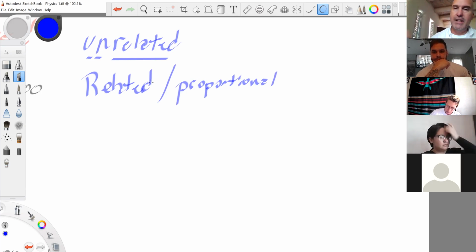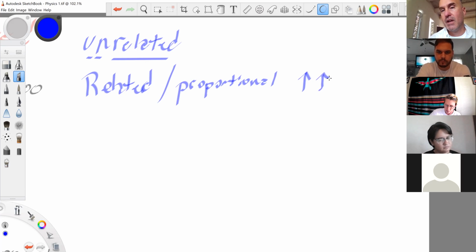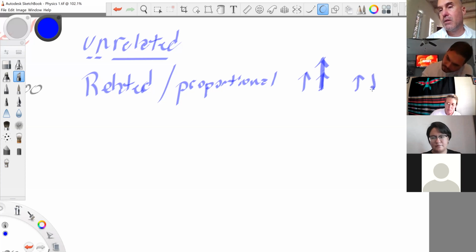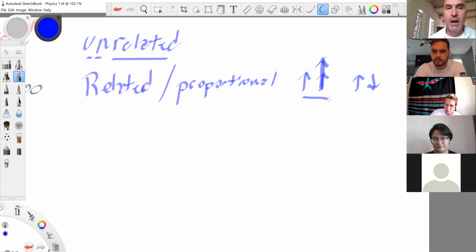So I try to keep things as simple as possible. Related or proportional could mean, like, if I put one value up, the other value might go up as well. It might go up to a greater extent. It might go up to the same extent. It might go up to a lesser extent. But that's one form of relation: you affect something and it affects another thing. The other possibility is that I move a value up and another value goes down. So if I turn up my power, my volume goes up. That would be an up, up.